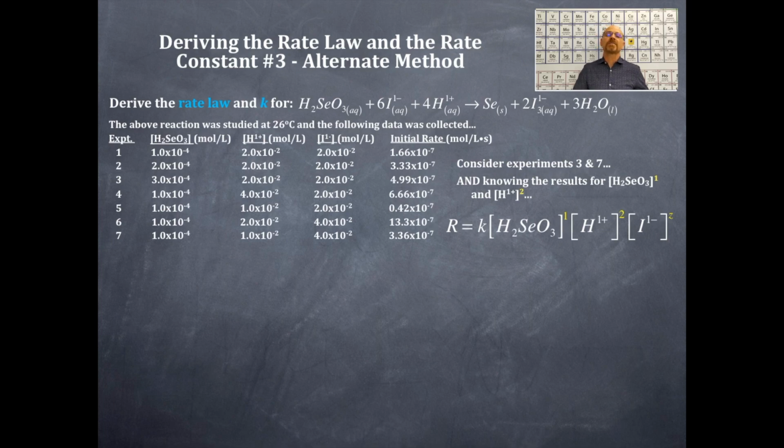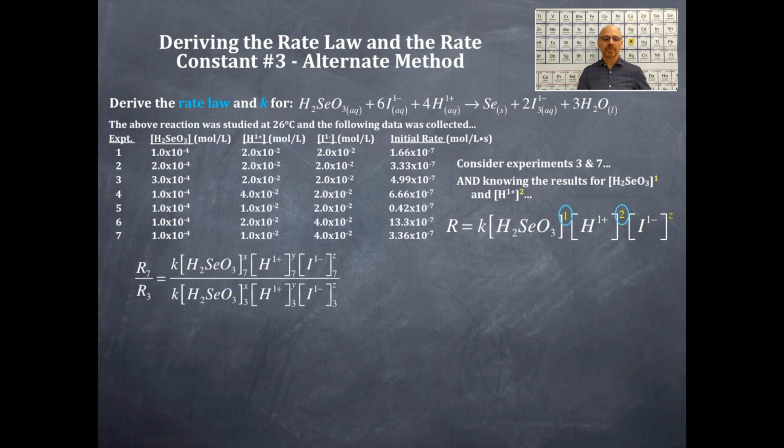In fact, it doesn't matter which experiment we use now in these sets, because we have the H2SeO3, it doesn't matter what the numbers are because we know the order, and the hydrogen ion concentration, it doesn't matter what the numbers are because we know the order. We're going to derive just the order for the iodide ion concentration. I happen to use experiments 3 and 7, so let's check that out.